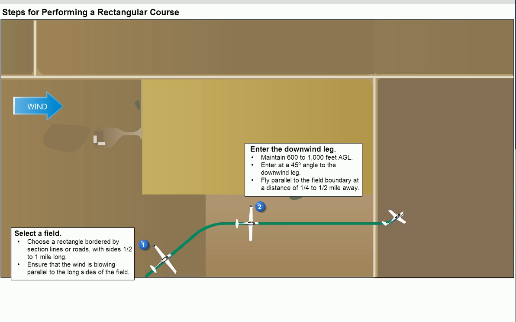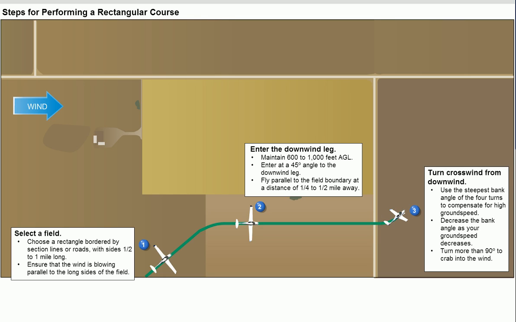When you get to the end of the field, turn crosswind from downwind. Use the steepest bank angle of the 4 turns to compensate for high ground speed. Decrease the bank angle as your ground speed decreases, and turn more than 90 degrees to crab into the wind.